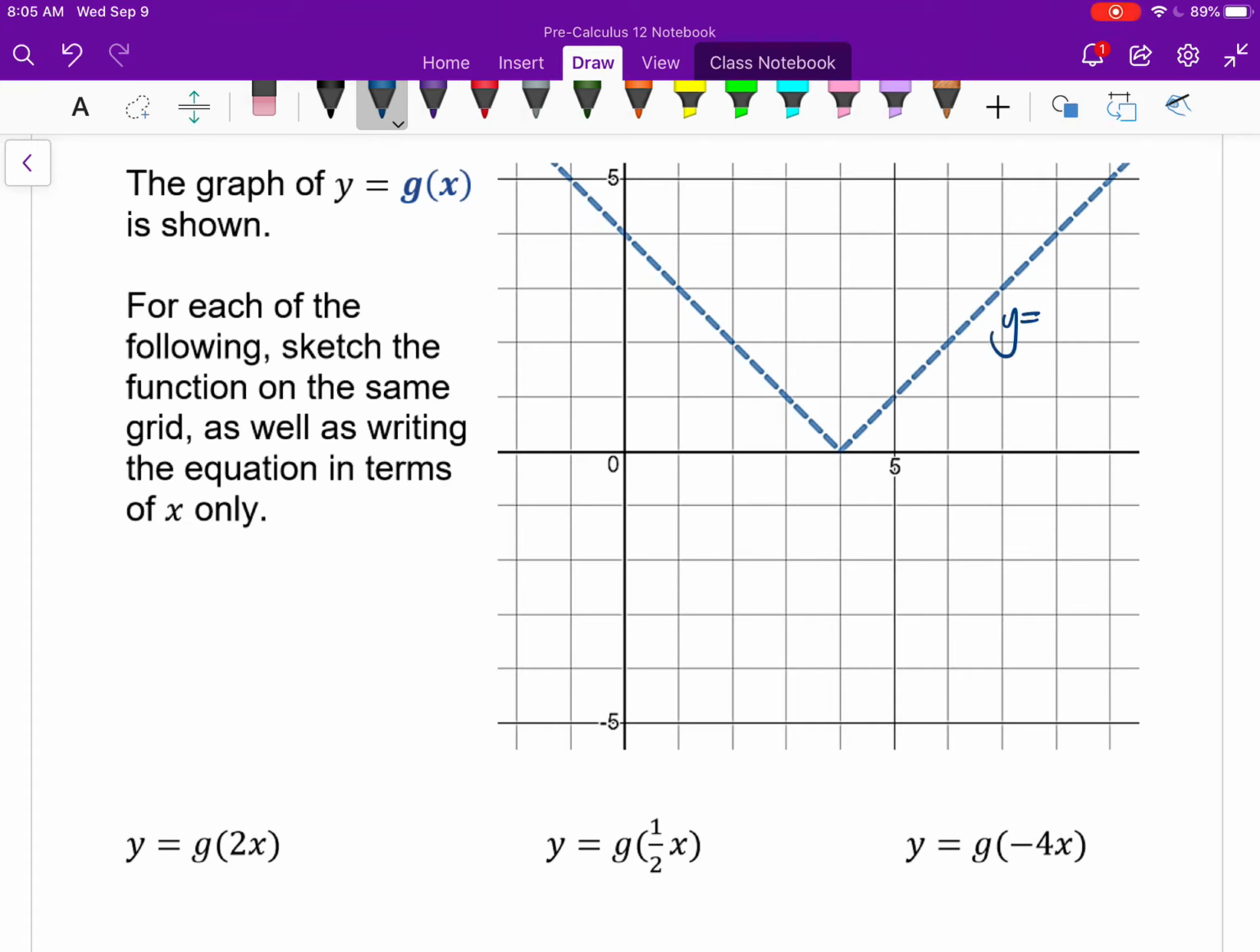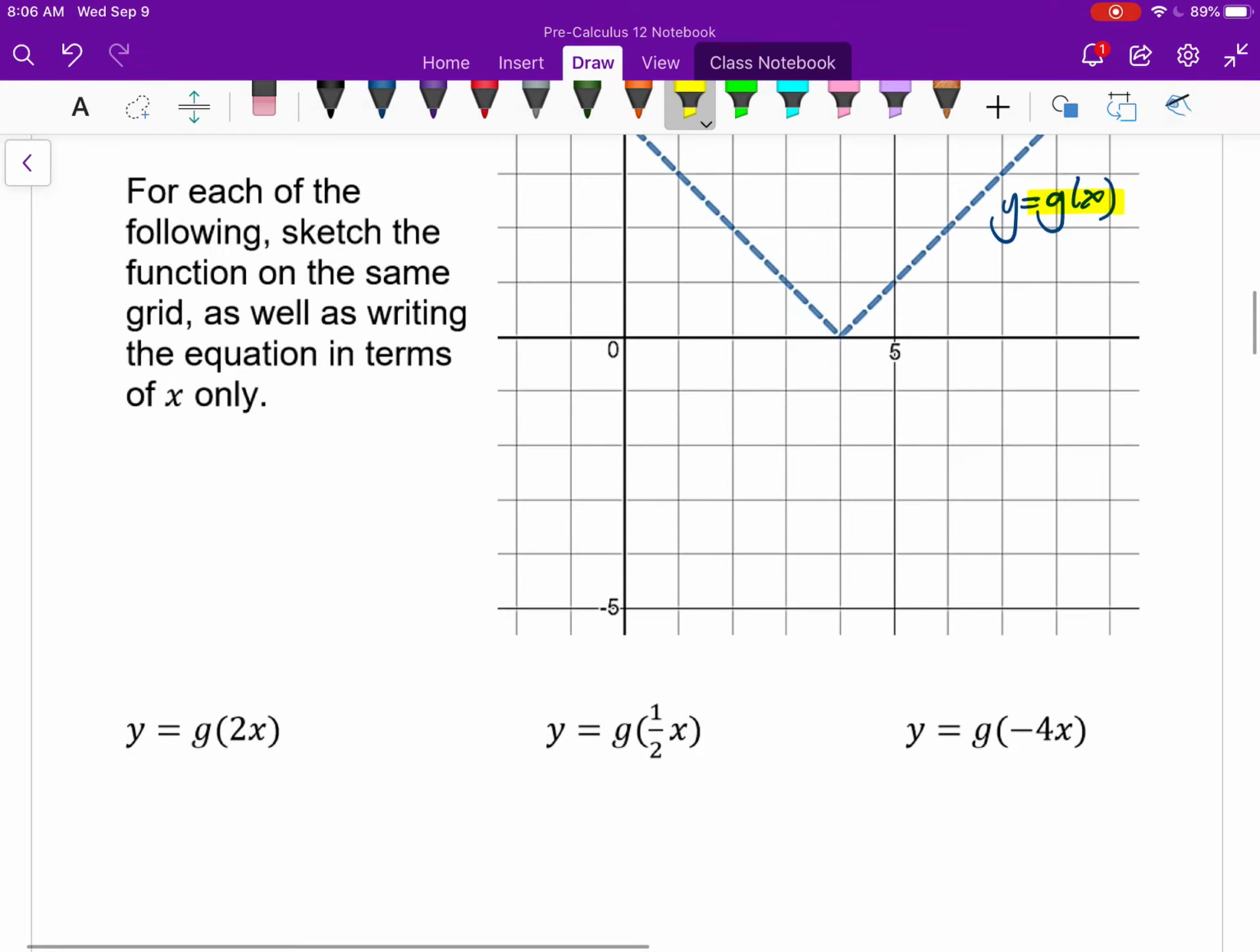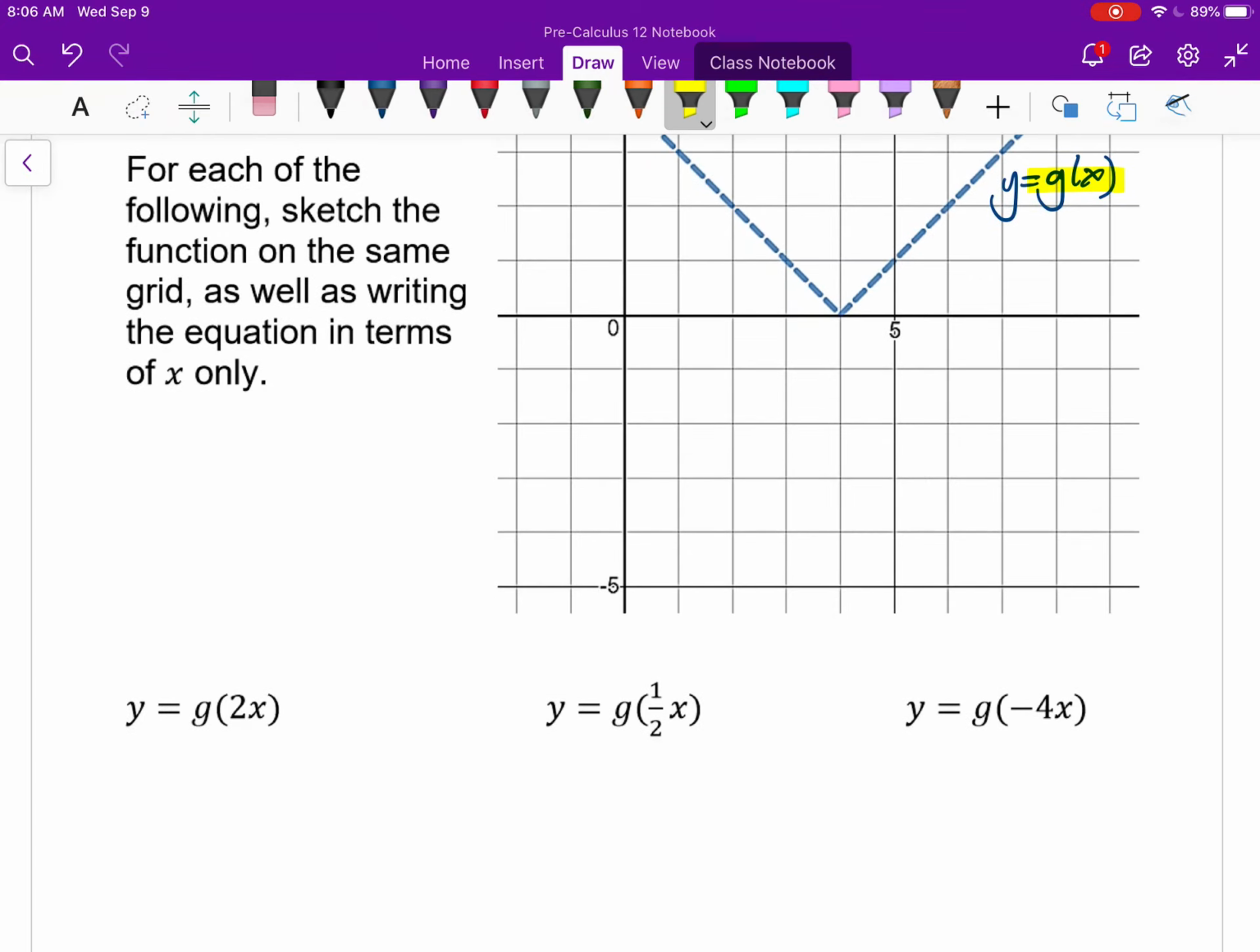So I'll label this as g of x. And don't forget again, g of x is the absolute value of x take away 4. Take away 4 inside the absolute value. All right. So what happens if I multiply the input by 2? If I look at this example right here, what happens if I multiply g of x by 2? So just the x by 2, not the whole thing.